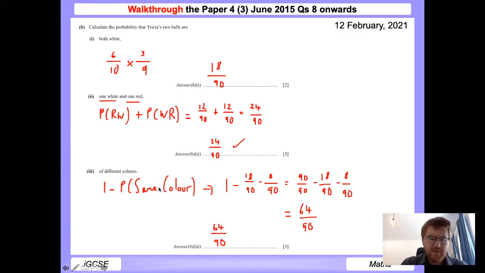So one thing I want to mention with this question is don't always think you have to do things the same way. Look for opportunities to save yourself time. And this is a good opportunity. Think of different colours. Well, if I work out the probability of things being the same colour and do 1 minus that, I will get the answer much, much quicker.